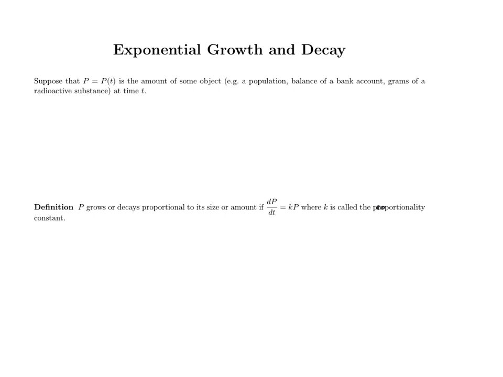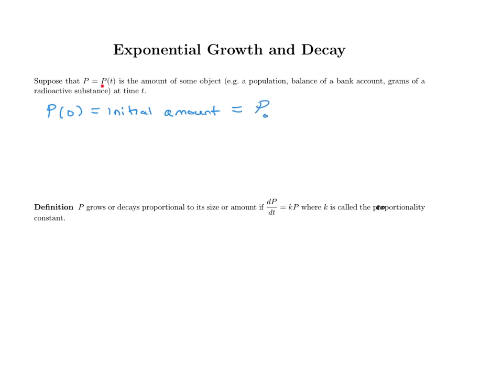So first, if I say P of 0, this is the amount of your object at time t equal to 0. And we call this the initial amount. And we're going to denote that by P naught, or P sub 0.